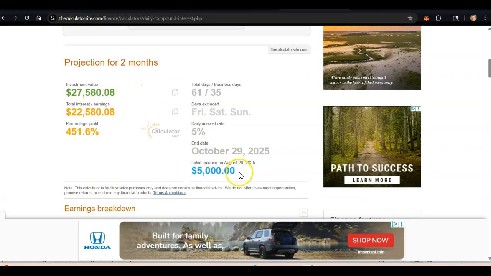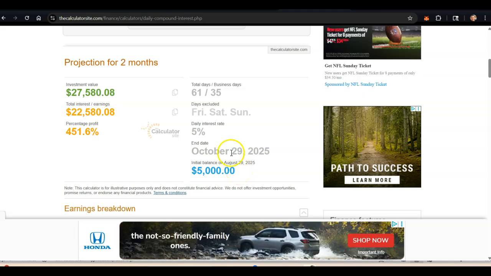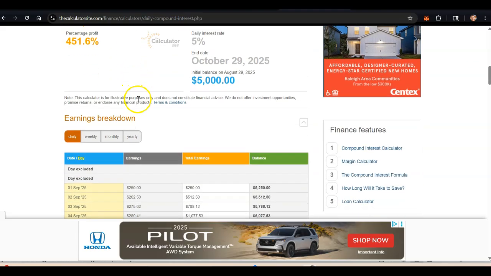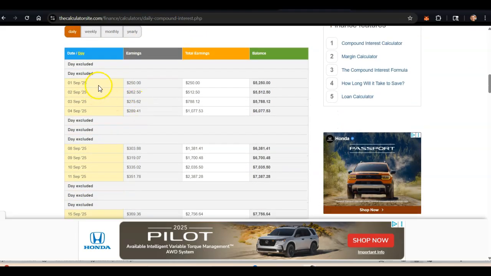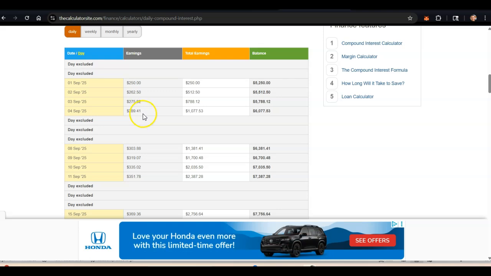But look at this. We're going to be on September 1st in a day or two. By the end of October, he literally could have 25,000 plus, starting with $5,000. Look at this. Incredible. Incredible. So let's look at the dailies first. So his daily earnings right now is about $250 starting a day on $5,000. Look how fast. Just in 4 days, he could be at close to $290.